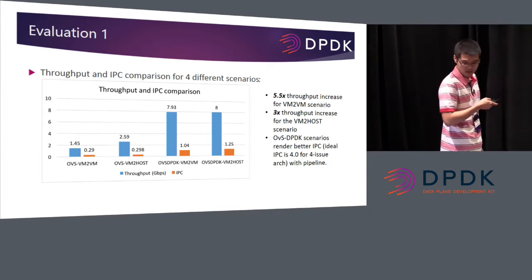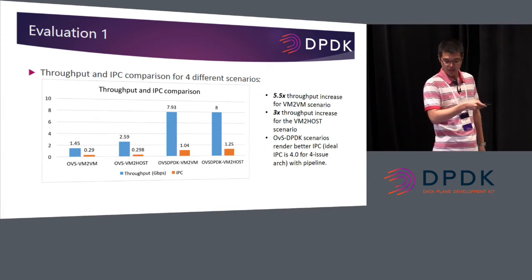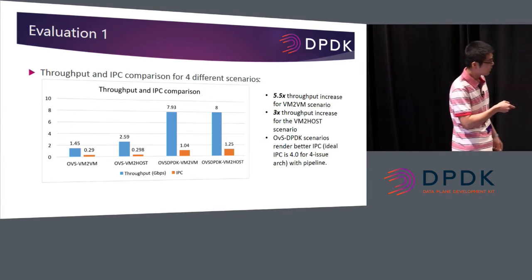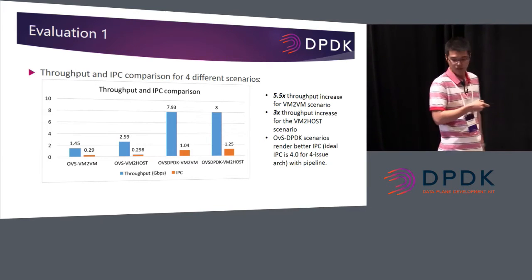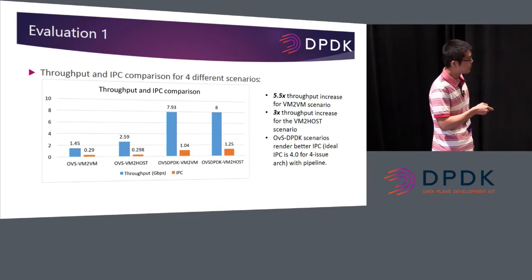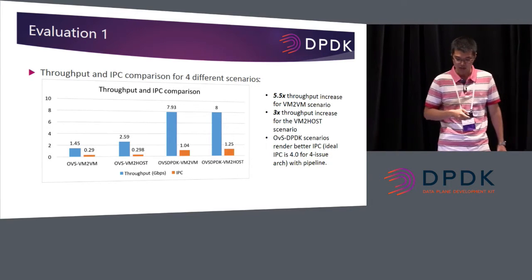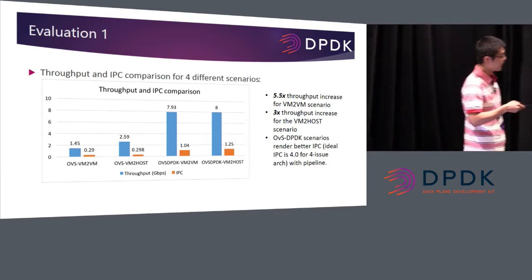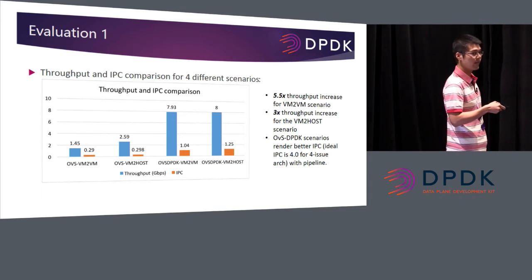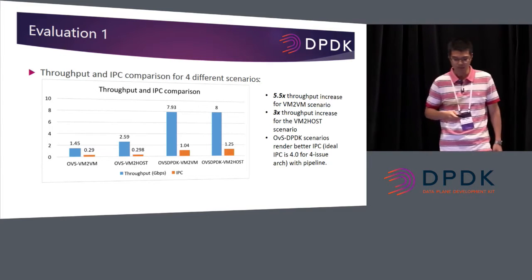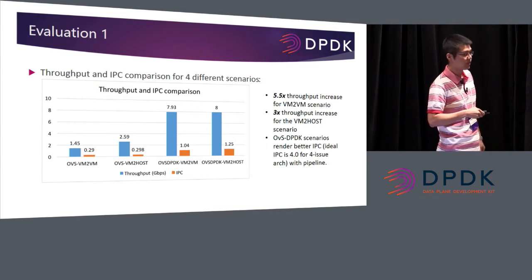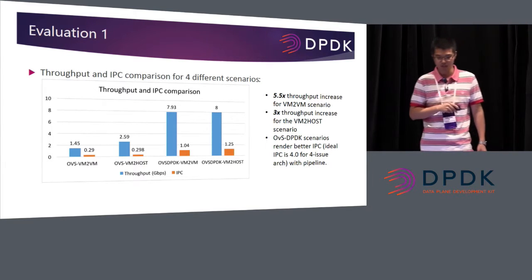From left to right, that is VM to VM or VM to host over OVS, the first 2. And the right-hand 2 are OVS DPDK cases. Okay, it is either VM to VM communication or VM to host communication, the last one. And the y-axis stands for the exact number in different units.